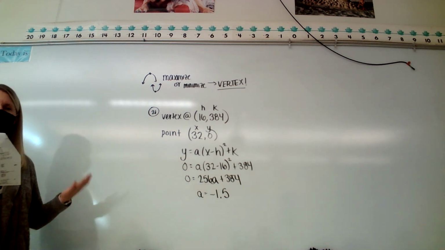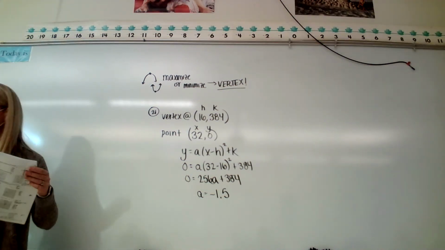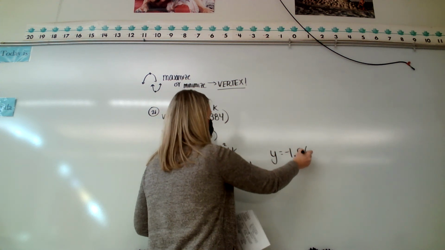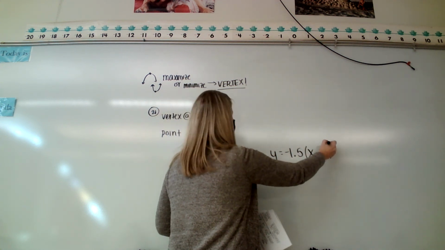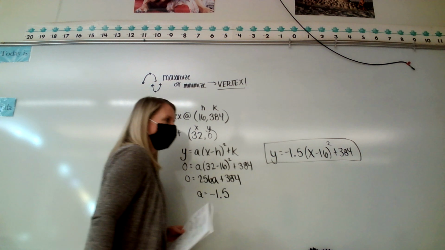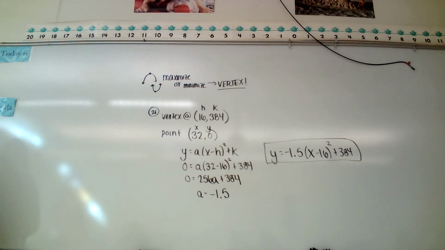Make sure you always go back and actually write the equation. So don't just say like, ooh, A, exciting. So your equation would be y equals negative 1.5 times (x minus 16) squared plus 384. There you go. So basically, you're just taking what we've been doing. It's just like they gave us a diagram instead of just giving us the information. So not too much different in terms of work. So that's that.